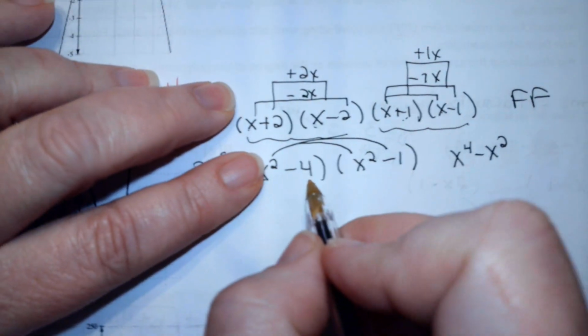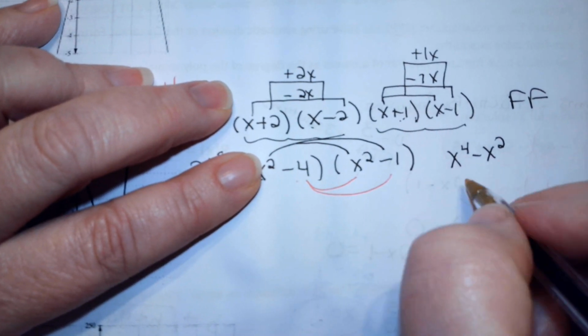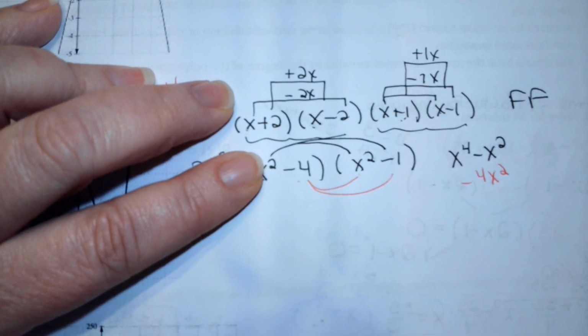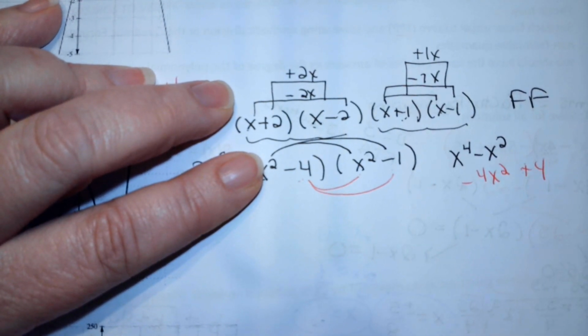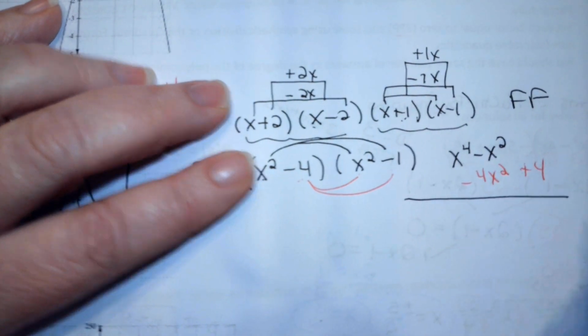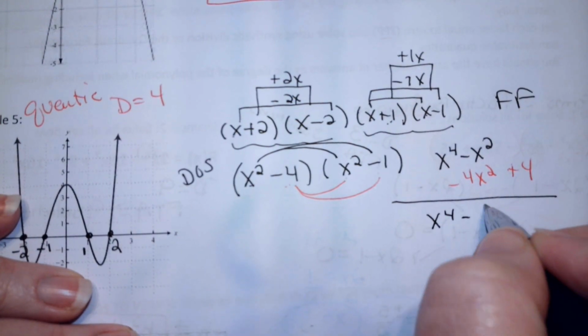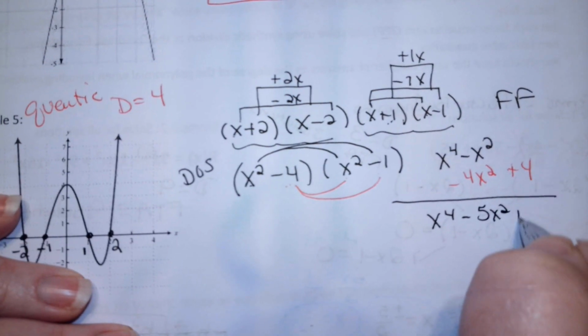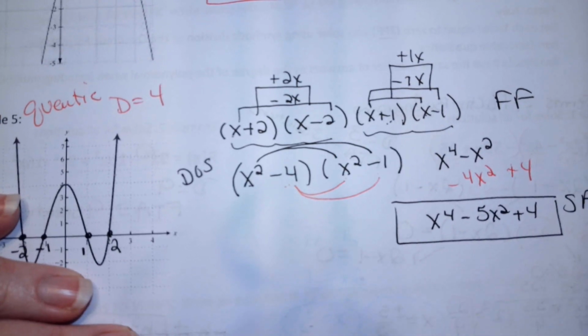Alright, we're going to take this negative 4 and multiply it times everything right here. Negative 4 times x squared is negative 4x squared. And negative 4 times negative 1 is a positive 4. So x to the 4th, negative 5x squared plus 4. That is our standard form.